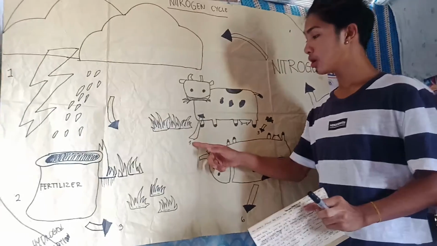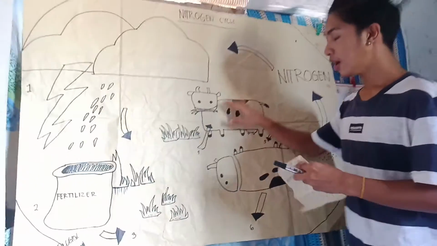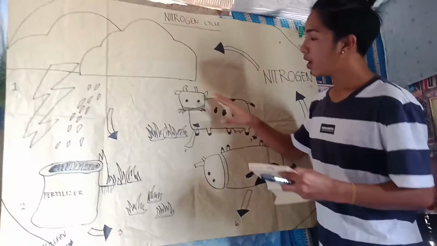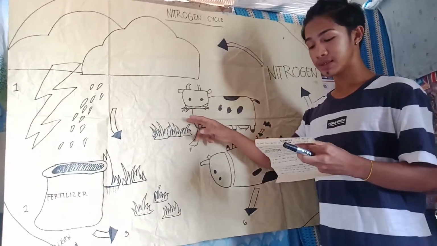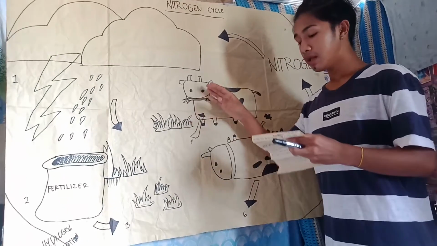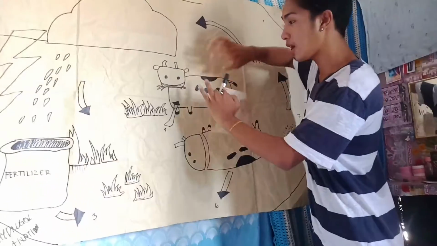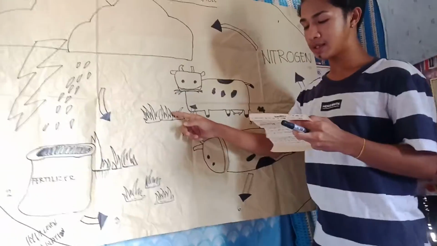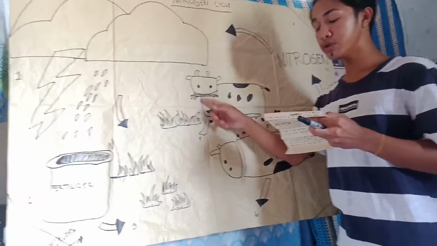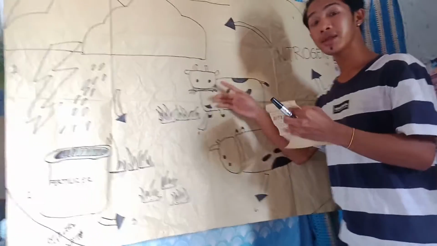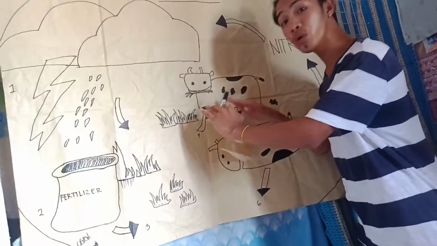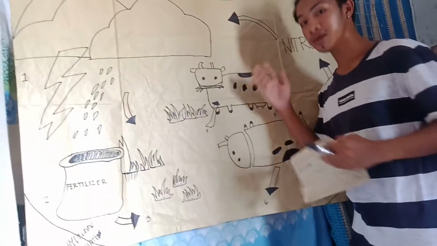So the next step is step 4. Here are the animals and this is the plants. Animals eat the plants and use the nitrogen inside the plants to build their own protein and DNA.